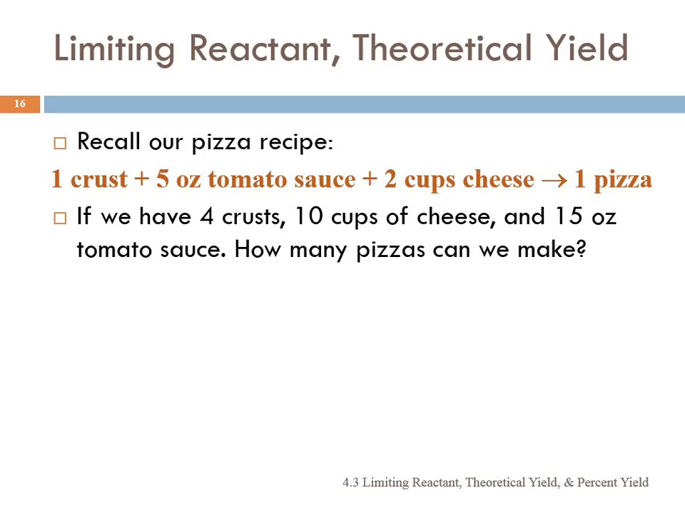And our simplified pizza recipe was 1 crust, 5 ounces of tomato sauce, 2 cups of cheese, and 1 pizza. So if we have 4 crusts, 10 cups of cheese, and 15 ounces of tomato sauce, how many pizzas can we make? Can you answer that just bang real quick? 3 and 4. How do you go about thinking about that?